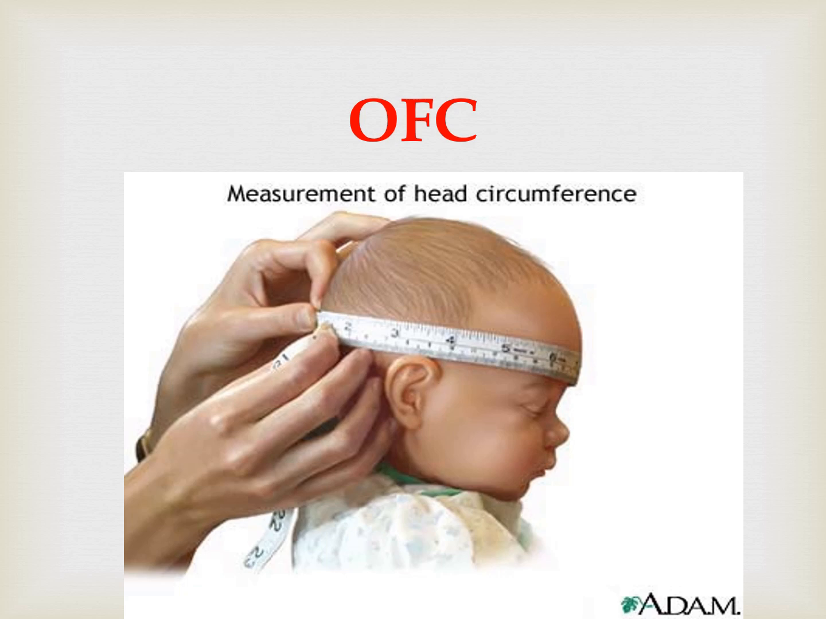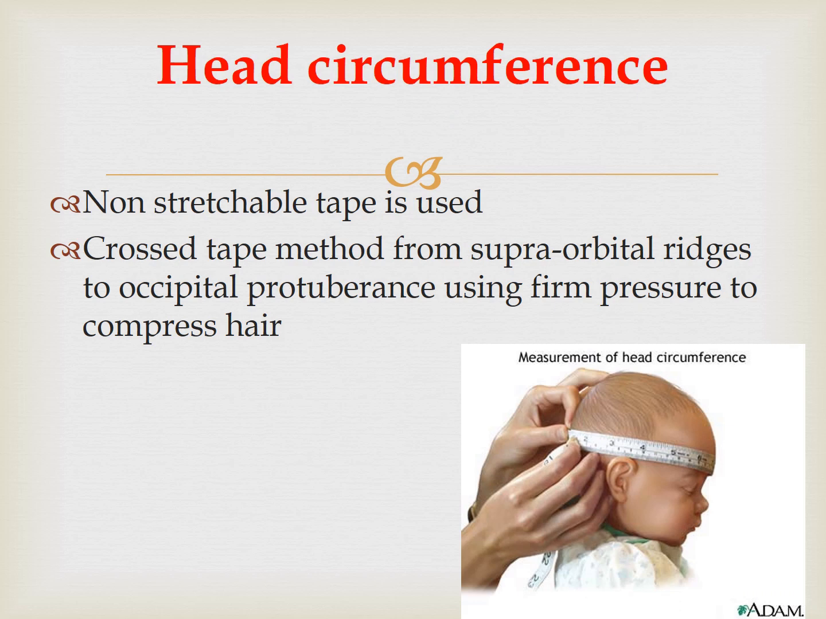Then measuring the head circumference, also known as occipitofrontal circumference. To take a head circumference, you need a non-stretchable tape so that the measurement is accurate. You do the cross tape method from the supraorbital ridge in front to the occipital prominence behind the head. You apply firm pressure and do a cross tape method so that you compress the hair and get the accurate measurement.